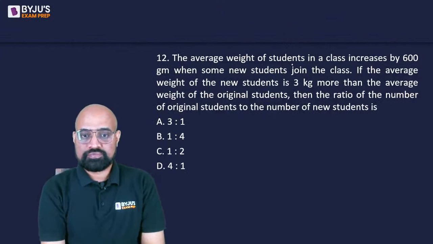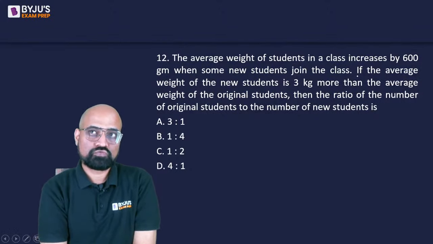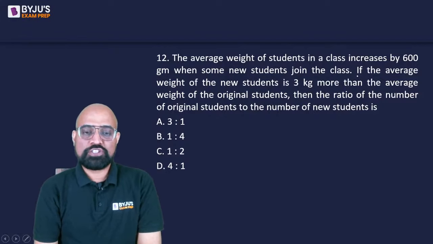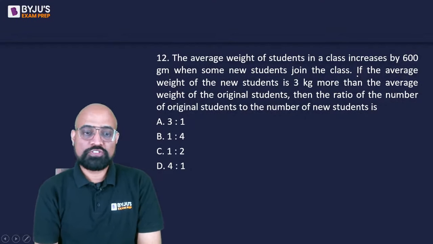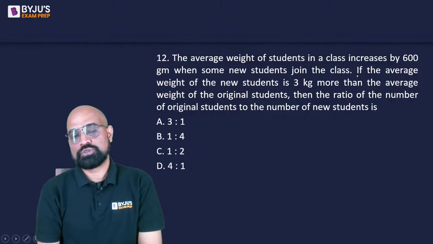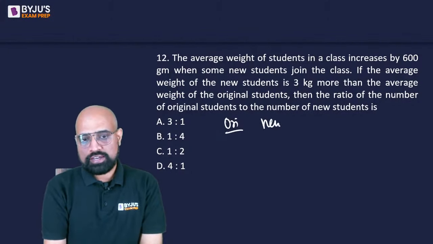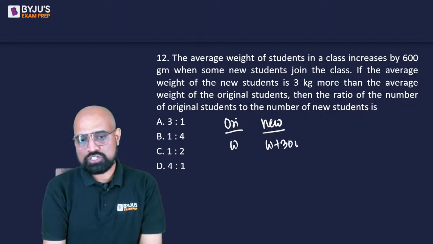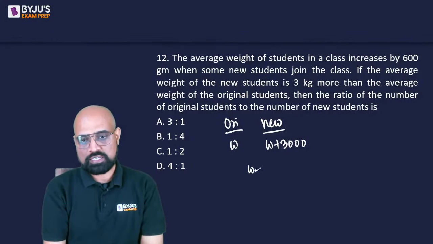12th question. The average weight of students in a class increases by 600 grams when some new students join the class. Okay. If the average weight of the new students is 3 kg more than the average weight of the original students, okay, then the ratio of the number of original students to the number of new students is. So, if you talk about original and new students, इनका weight W था, new students का weight 3 kg as in 3000 grams more है, and पूरे group का is 600 more.